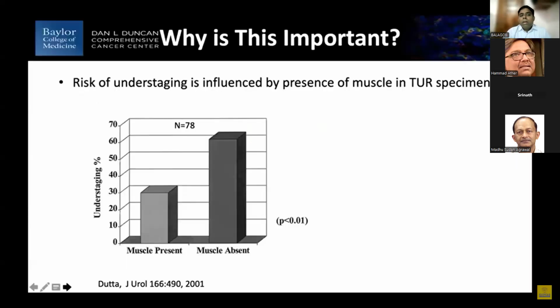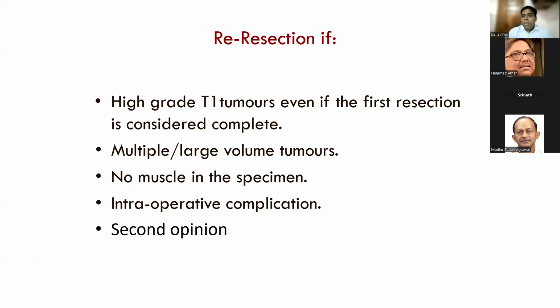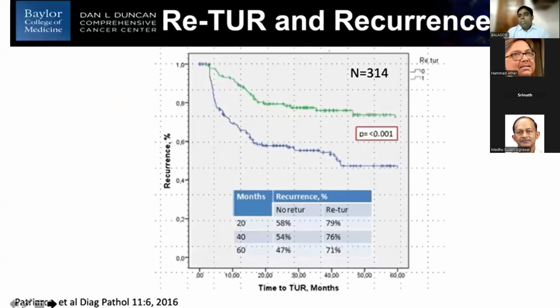Risk of understaging: the presence of muscle in the specimen is very important. The absence of muscle almost always indicates understaging of the tumor. So the presence of the detrusor muscle in the specimen is very important. Of course, we know in whatever situation you do a re-TUR, if there's a high grade T1, or you think there is an incomplete resection, or there's a decision from the MDT. There is clear evidence that re-TUR reduces the risk of recurrence.